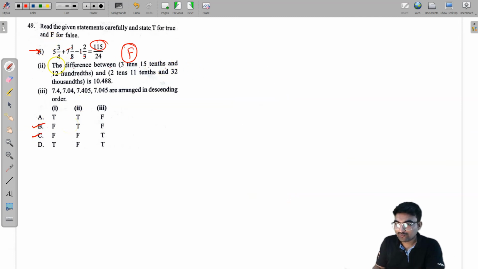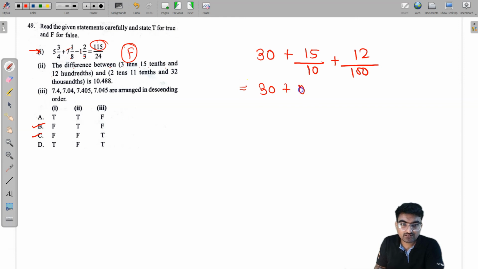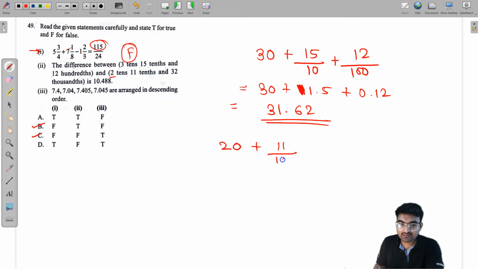Okay, so part 2, the difference between 3 tens, 15 tenths and 12 hundredths. 3 tens means it will be 30, 15 tenths means 15 by 10, and 12 hundredths, so 12 by 100. So this is 30 plus 1.5 plus 0.12. If we add it, we'll get 31.62.